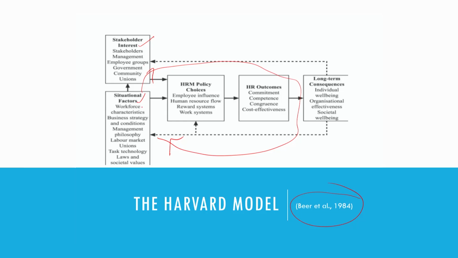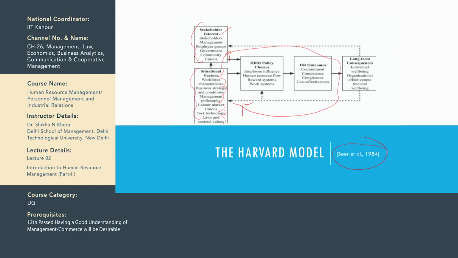While in situational factors, workforce characteristics, business strategy and conditions, management philosophy, labor market and unions, task technology, laws and social values have been considered. So these are the sub-parts of the organization at apex level, and these are the sub-parts which are governed by the apex level. So it says that if these two factors are in alignment with the HR policy choices, what are the HR policy choices?